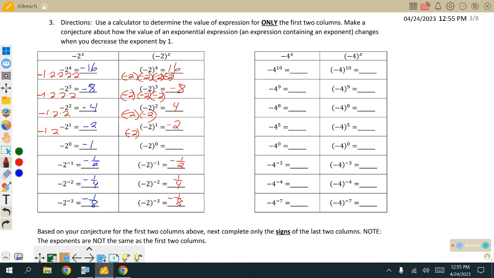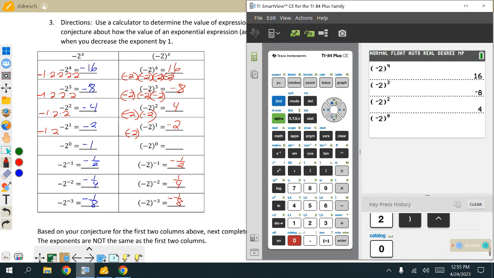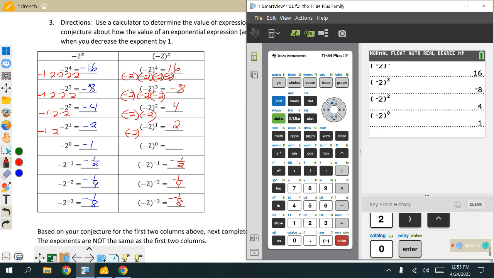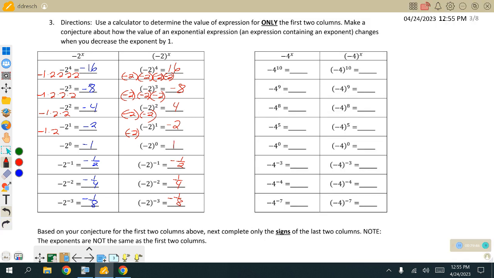Now Victor said, hey, I skipped over negative 2 to the 0. So let's go ahead and see what happens on that one. And what do we get? We get a positive 1. And what happened with our signs? Did it kind of continue that same alternating pattern then? There we go.